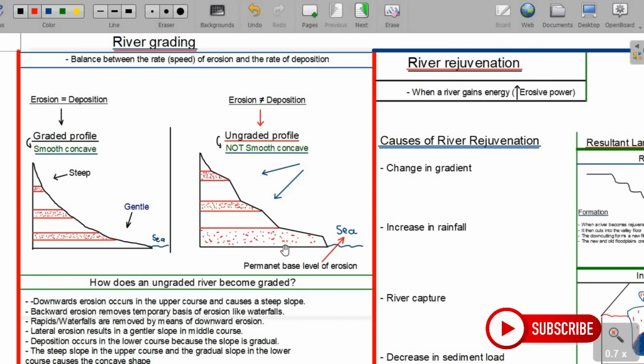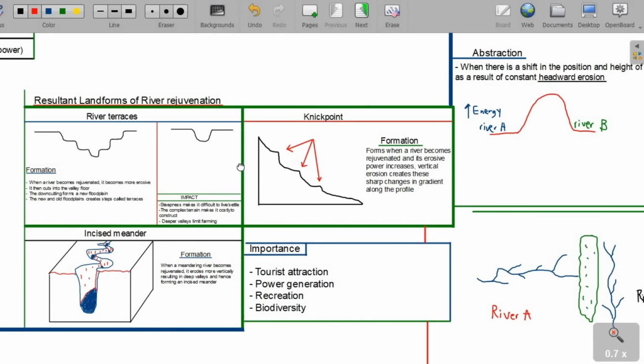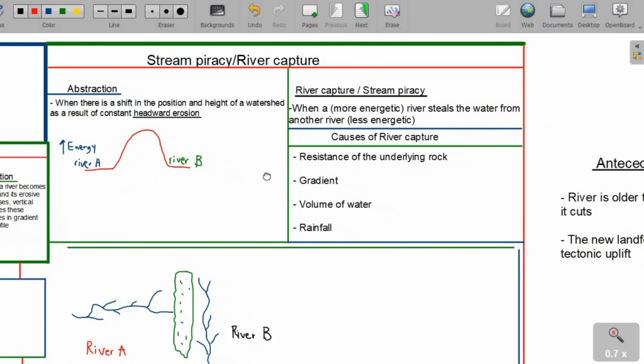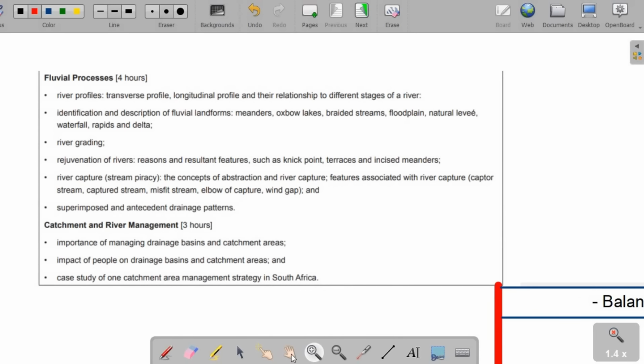So as you can see, we will be covering river grading, river rejuvenation, and the resultant landforms. We'll also be looking at river capture and the difference between antecedent and superimposed drainage patterns. Going back to the CAPS document, I'm just going to zoom in there. So far we have covered river profiles, identification and description of fluvial landforms. If you haven't watched those videos, please do. They should be in the geomorphology playlist.